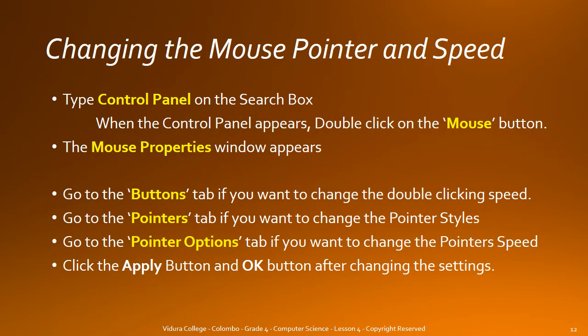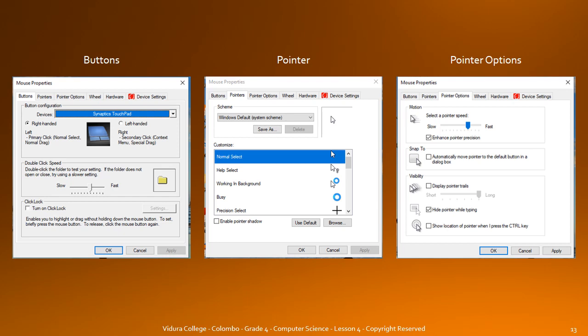Changing the mouse pointer and speed. Type Control Panel on the search box. Open the Control Panel and click on the mouse. Now, by going through different tabs, you can change the select button, pointer and the pointer options of your mouse.